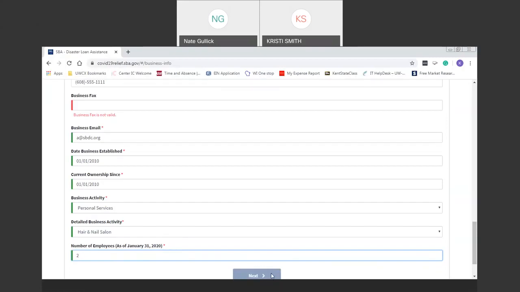Please note that right now, my next box is grayed out. You won't be able to move forward in this application if there's some information that it doesn't like.